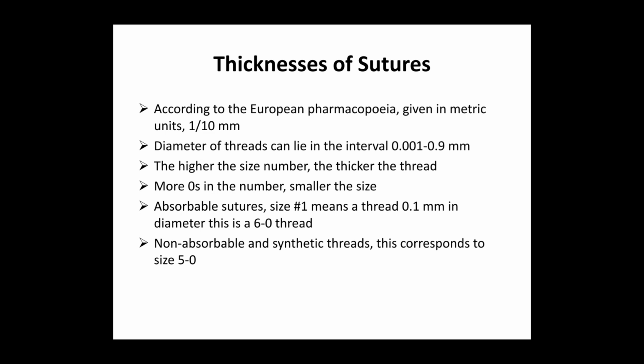The higher the size number, the thicker the thread. More zeros in the number, the smaller the size. For absorbable sutures, size number 1 means a thread 0.1 millimeter in diameter. This is about a 60 thread. For non-absorbable or synthetic thread, this corresponds to size 50.